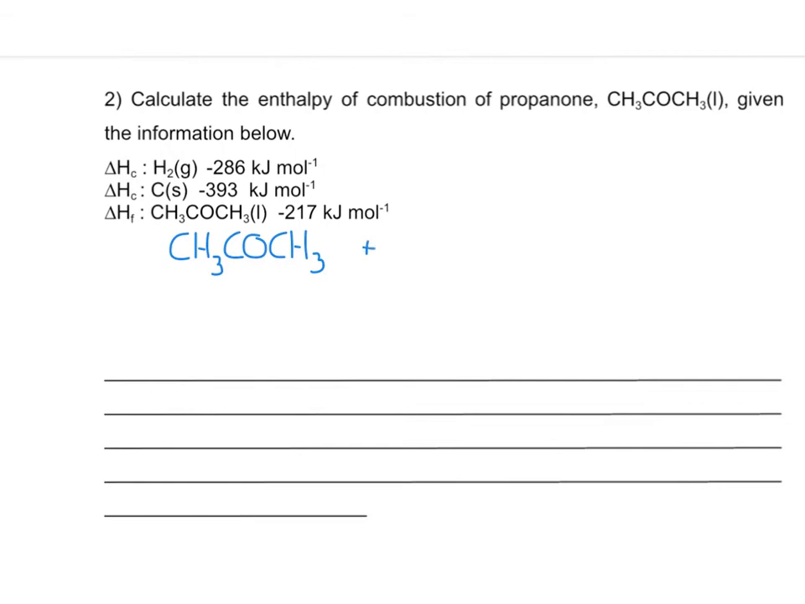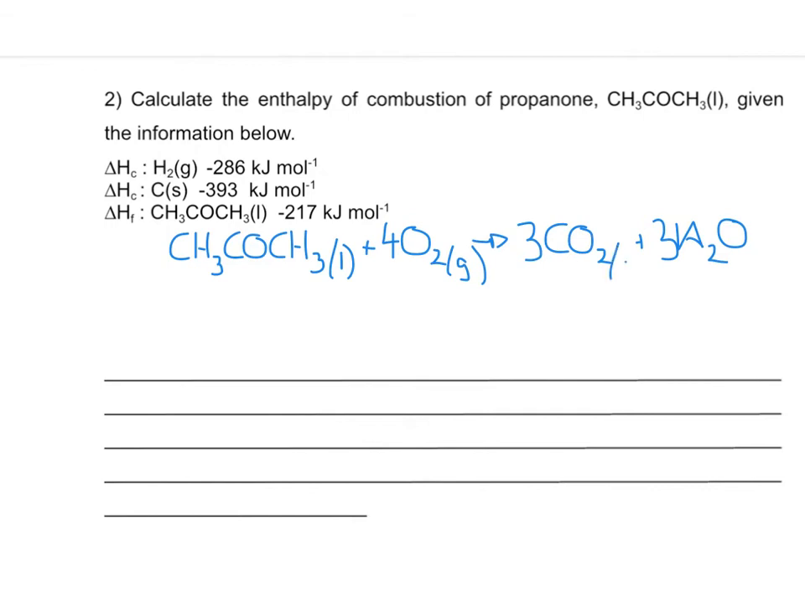We're going to burn it, so that's always plus oxygen. We're going to form carbon dioxide, and we're going to form water. Now it's important to burn 1 mole of it, but it's also important to get your equation balanced. So I'm going to need a 3 there to get the carbons balanced, and I'm going to need a 3 there to get the hydrogens balanced, and then I'm going to look at the oxygens. I'm going to need a 4 there to get the oxygens balanced, and we're going to finish off that equation by popping in the state symbols.